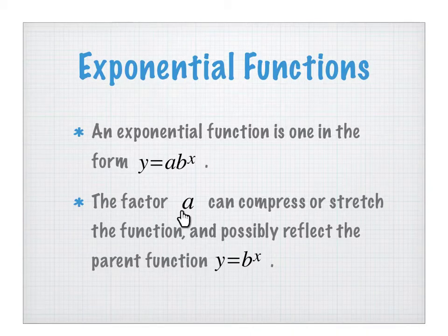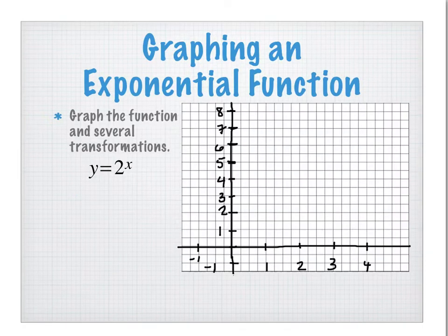A is a factor that can compress or stretch the function, possibly reflect it, and b is the base, and x is your exponent. It's y equals b to the x, and again, you can have an a out front. So let's graph a couple of different examples. We will start with the first one, which is y equals 2 to the x power. And then we'll graph a couple of transformations.